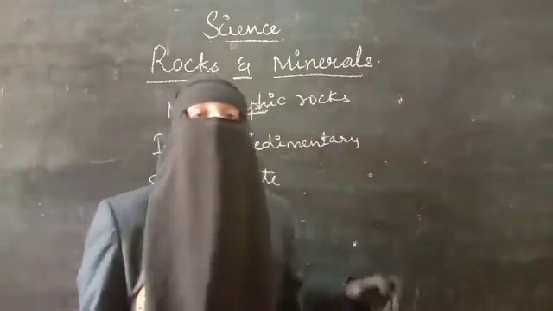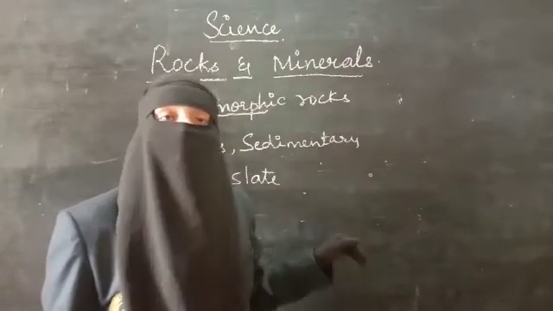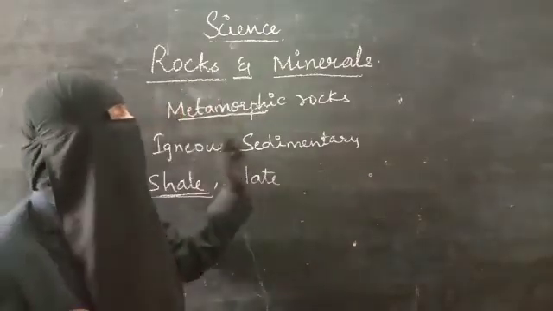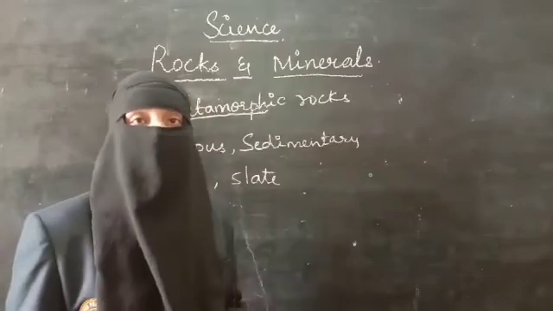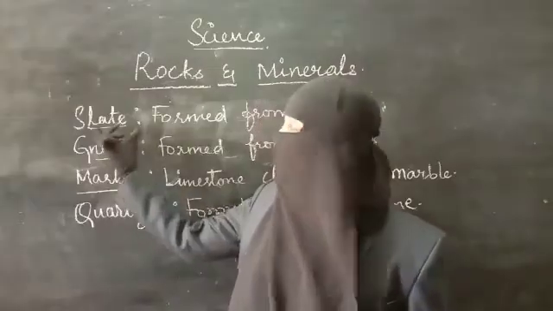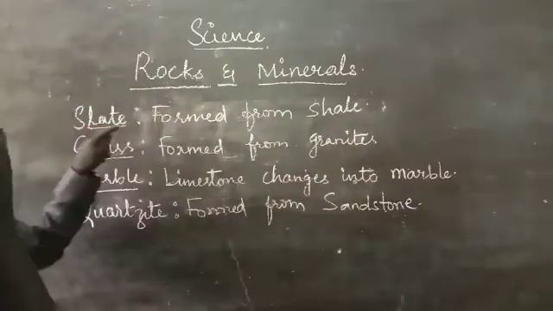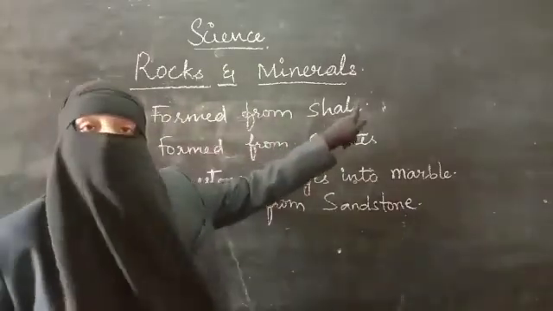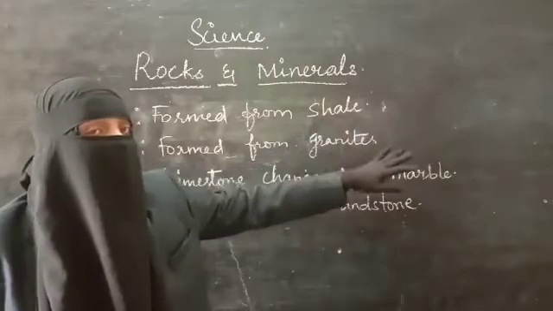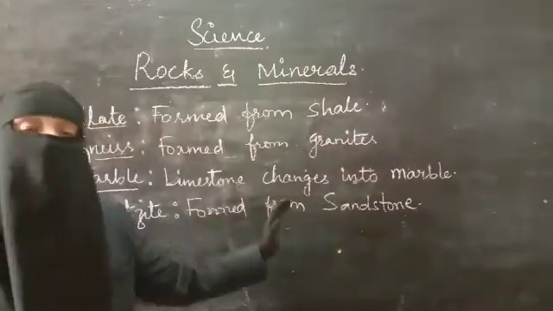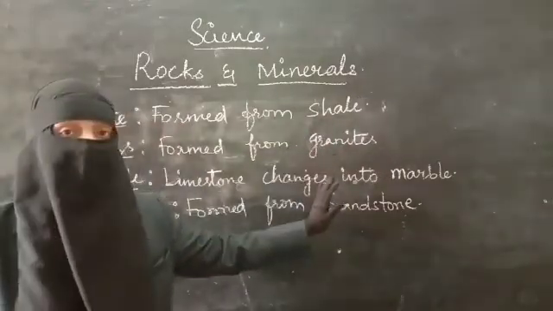Not only that, here we have other types of rocks which have been changed from igneous and sedimentary rocks into metamorphic rocks. You can see here the different types of metamorphic rocks which we got from the sedimentary rocks. The first one is slate, which is formed from shale. Shale is used for making tiles and bricks, whereas slate is used for making boards and slates.